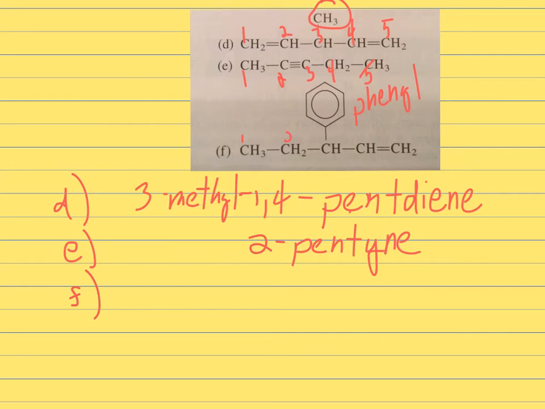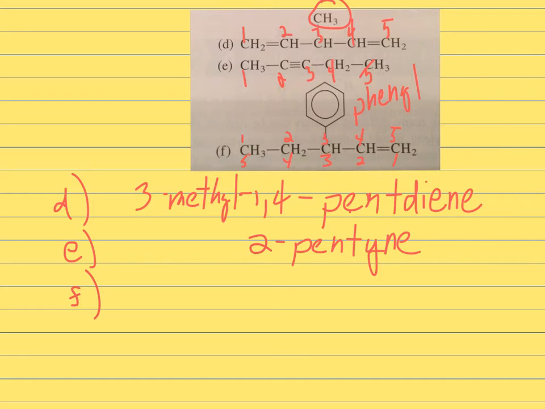I'm going to take a look at my longest chain. My longest chain, if I count from left to right, 1, 2, 3, 4, and 5. If I count backwards, and I go 1, 2, 3, 4, 5, does that change anything? So if I count from left to right, I have my methyl group on number 2 and my double bond here between 4 and 5. Okay, so I've got a 3 and a 4 number. If I count from right to left, though, I have my double bond between 1 and 2, so it'll be a 1, and then the phenyl group coming off of 3.